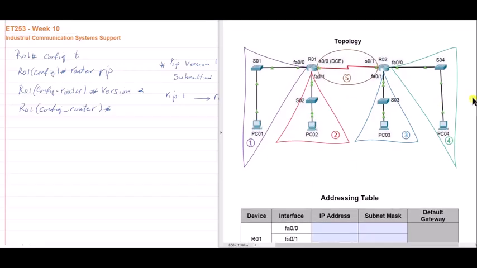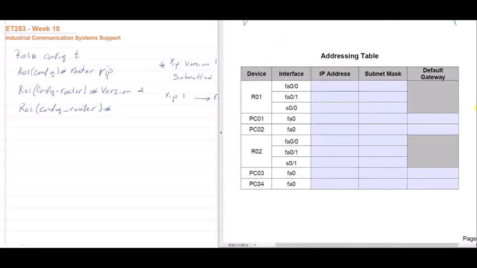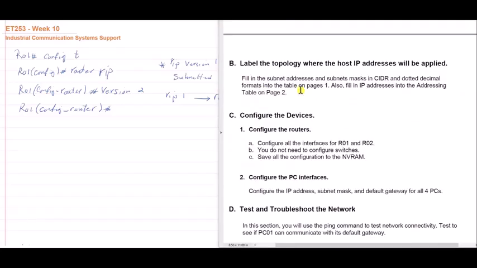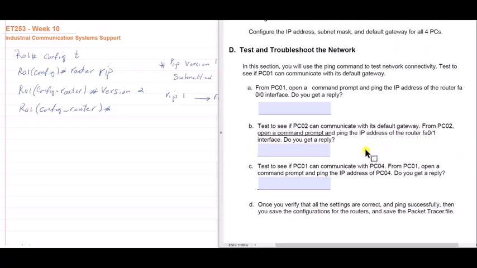Next step is you're going to complete this table, make sure it's done correctly, and then you're going to come over here. Section B just talks about the labeling and configuring the devices that I just talked about. Then it comes down over here to make sure that everything is done correctly. You're going to do 3 tests over here. First, you're going to check from PC1 to see if you can ping its default gateway.